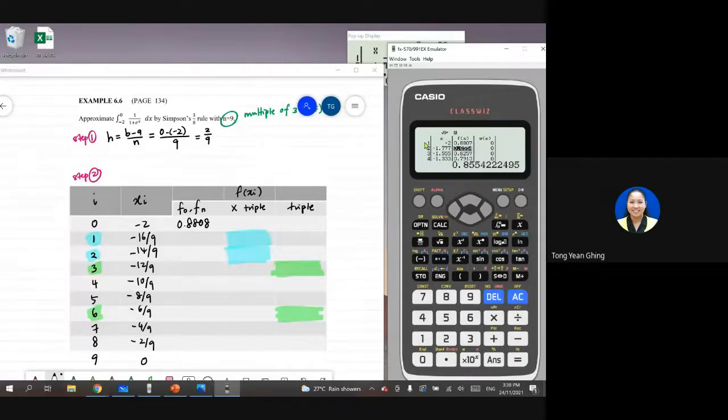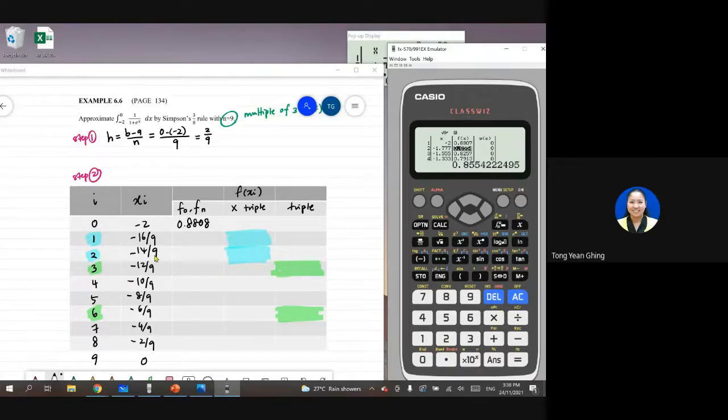Okay. In the calculator, it doesn't start with zero. So you have to make sure you write your own table here, because we have to start with x0. The table in the calculator starts from 1, that's why it's a bit different. Okay, Doctor, thank you.